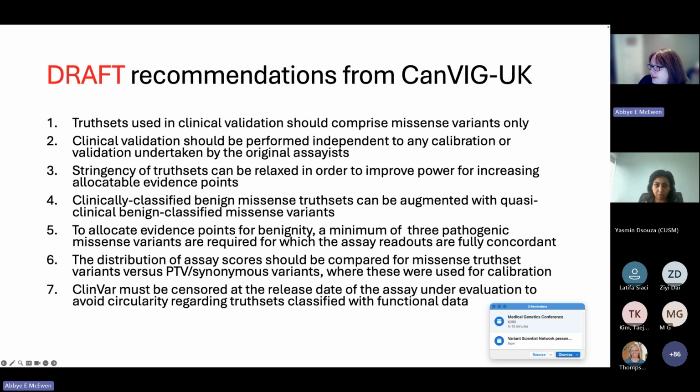So these are the draft recommendations from CanVIG. I'm not going to read all of them to you, but the headlines are that if you're looking at missense variants, your truth set should consist of benchmarking missense variants and not synonymous and nonsense. Clinical validation should be performed by a separate lab from the people who originally did the assay. Truth sets can be modified for stringency to increase power. And there are some things we can do when we don't have enough variants to make a pathogenic or benign truth set. And that's what I'm going to be talking to you about next. Those are the questions we get most often.